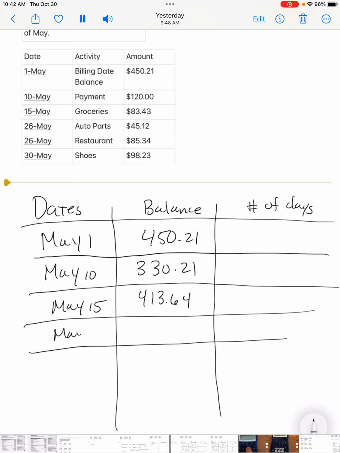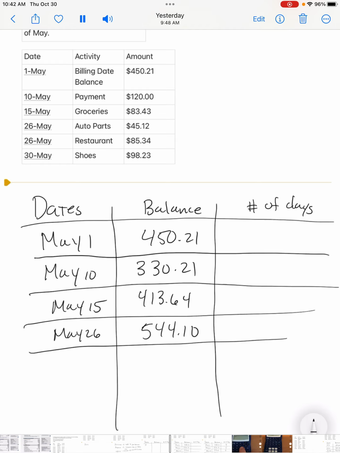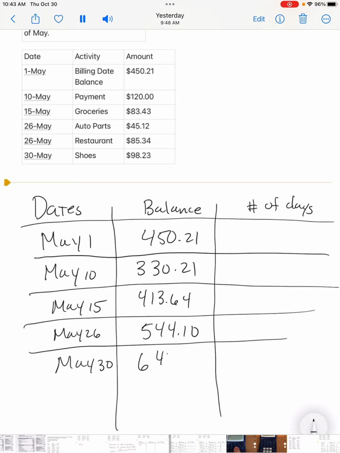Then on May 26th, two things happen. So we're going to handle them both at the same time. We add 45.12 because we bought auto parts, and we add 85.34 because we went to a restaurant afterwards. And so on that day, our balance jumps up by those two amounts to 544.10. Then on May 30th, we have another purchase of shoes. So we add 98.23. And all I'm doing is adding these in my calculator, and we get 642.33.